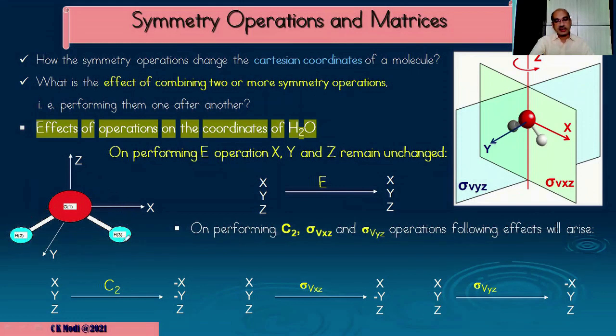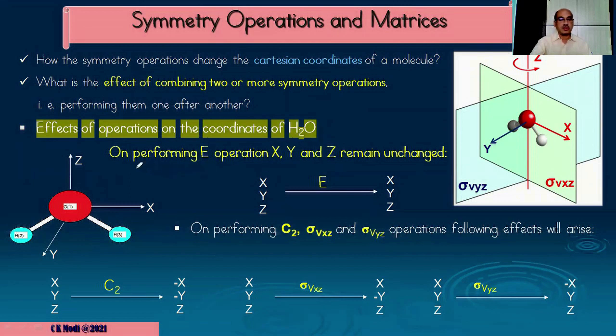So previously we discussed the positions of H2 and H3. Now here, what we have to observe is, on performing operations like E, C2, sigma xz and sigma yz, what are we getting? These are the three Cartesian coordinates. What is the effect of combining two or more symmetry operations performed one after another? When we perform these symmetry operations, what change is observed in x, y, and z, the Cartesian coordinates of a molecule?